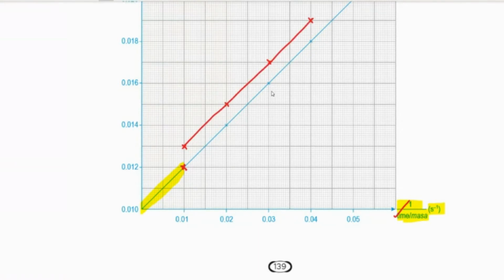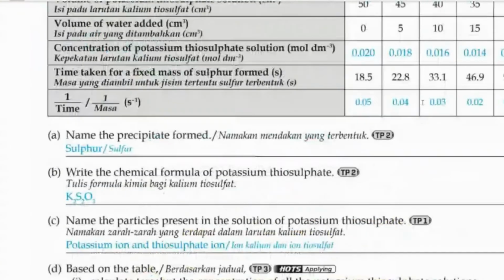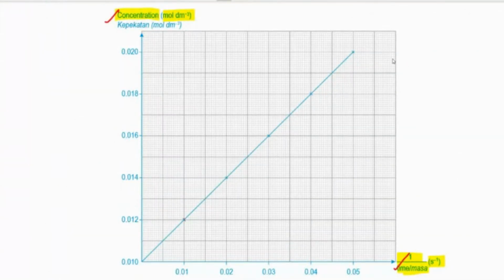Like this, correct already. But sometimes the student feel that it must be connected to 0, so they purposely extend it to 0 like this. Because like this, if you extend it to 0, it becomes not a straight line already. So this part becomes wrong. So in actual fact, we just plot the first point. From the graph here, the first point is 0.012, so it's this one. The second point, third point, fourth, and fifth.